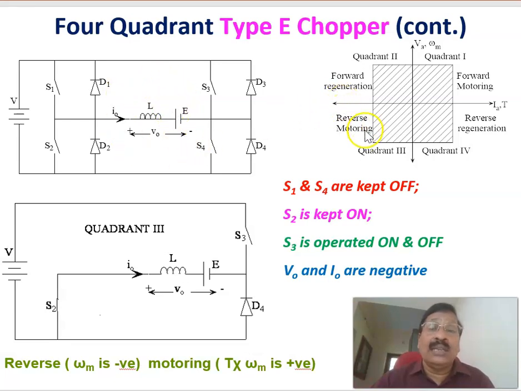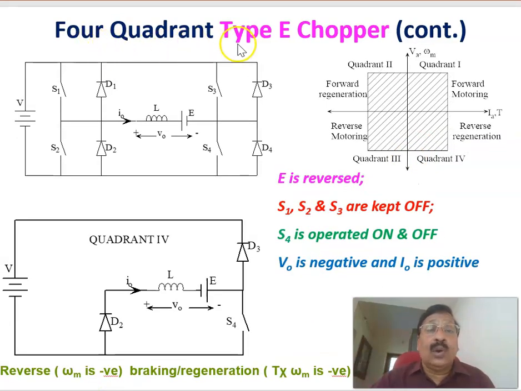That is why it is called the reverse motoring operation. That's the third quadrant of operation. Now let us see the fourth quadrant operation, continuing that one, type P chopper. In the fourth quadrant, let us see.